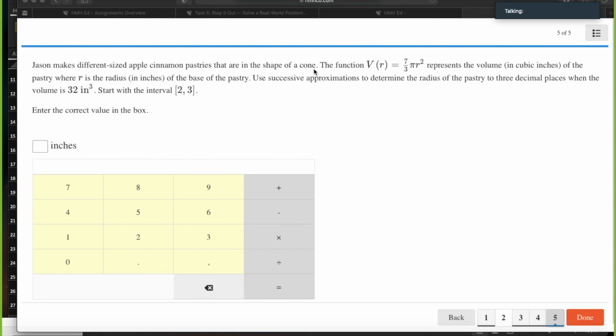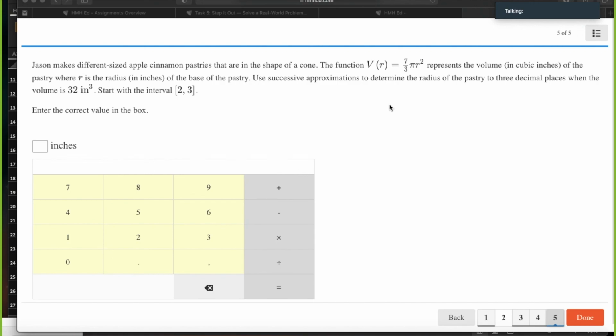Alright, last but not least, Jason makes different sized apple cinnamon pastries that are in the shape of a cone. Hey look, they conveniently gave us the volume function of a cone. Where R is the radius in inches of the base of the pastry. Use successive approximations to determine the radius of the pastry to 3 decimal places, where the volume is 32 inches cubed. Start with the interval 2 to 3. That's cute. They gave us the interval.